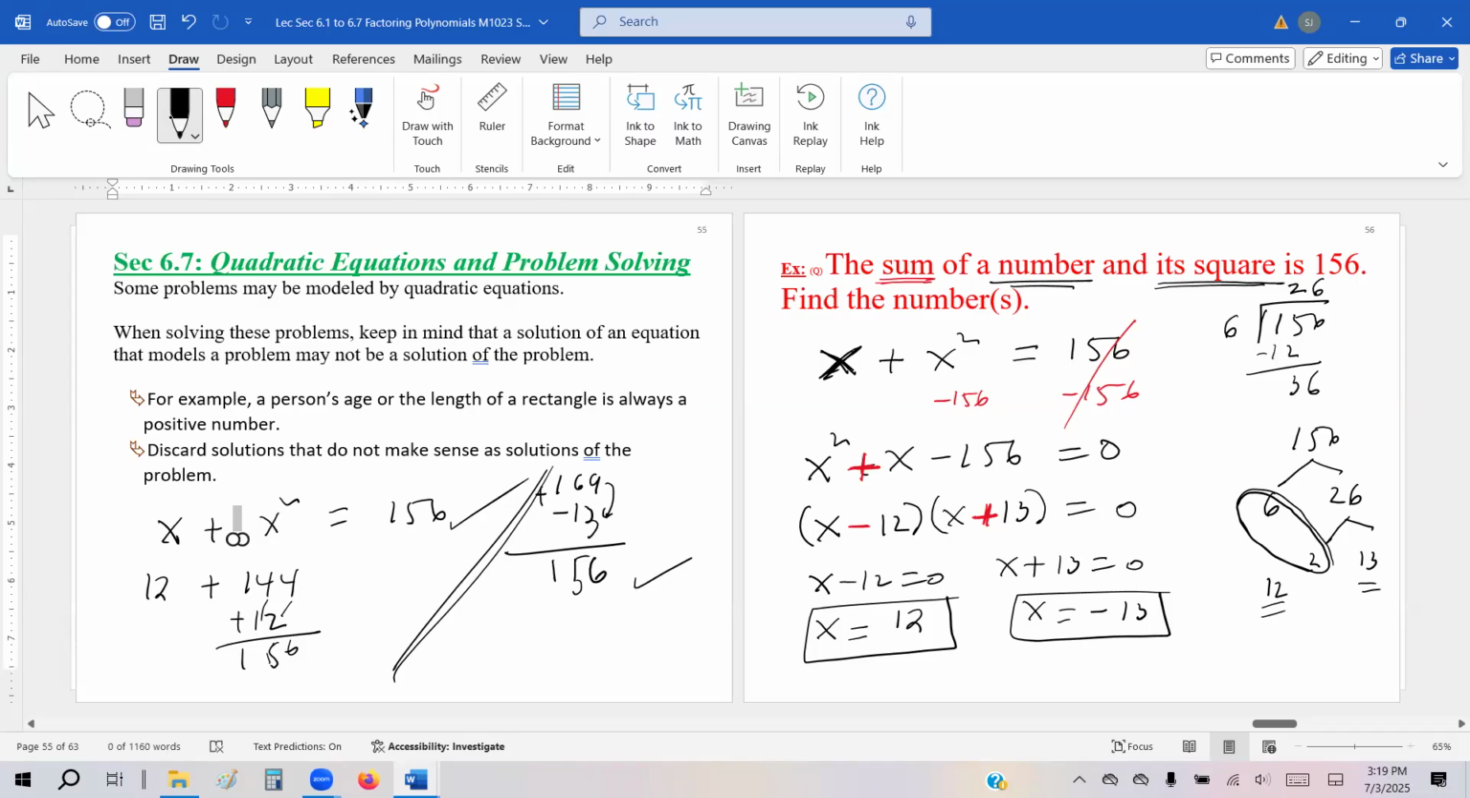So either it's 12 or -13. These two, if you add its square, the result is 156. You can play this game with smaller numbers with your friends or with kids. Instead of 156, let's think about something easier.